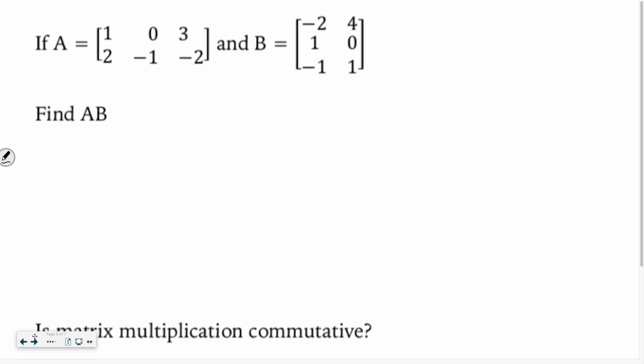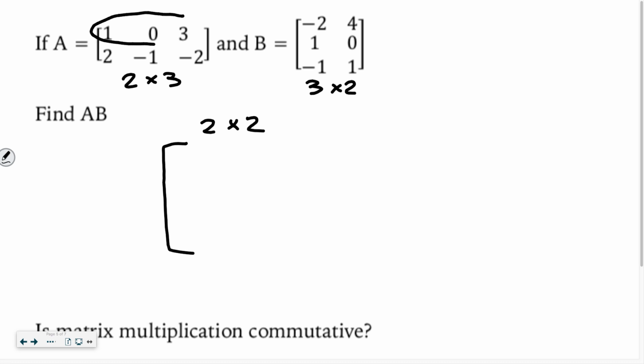So I would first check if I could multiply 2 by 3 and 3 by 2. The answer is yes, and I'm going to get a 2 by 2 matrix. So I'm going to have 4 entries. To get my first entry, I'm going to take the first row times the first column, so that's 1, 0, 3 times -2, 1, -1. And these are some good work that you can show that's not too painful. 1 times -2 is -2, plus 0 times 1 is 0, plus 3 times -1 is -3.